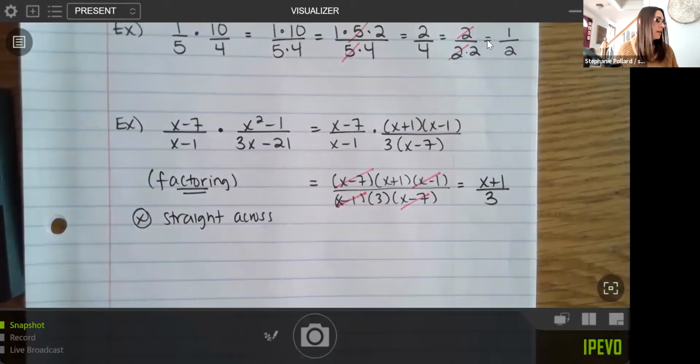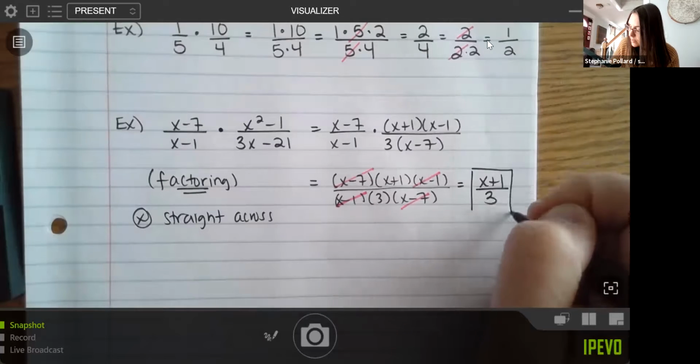Okay, so my big thing is that I'm going to start factoring everything. Again, it usually helps to factor first, just makes it a little bit easier. And then for multiplying, you're just rewriting everything straight across and canceling those factors in common. So here is my final result.